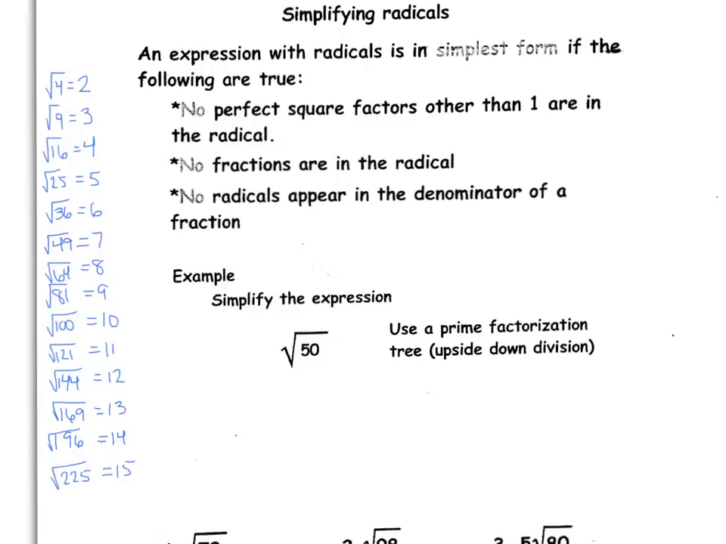If there are, we'll talk about how to deal with that in a few days. And then the third one: no radicals appear in the denominator of a fraction. So there shouldn't be any radicals in the bottom of a fraction either. Radicals and fractions, we just don't really like. We'll show you in a few days how to take care of these last two. But today we're going to work on this first one: taking out perfect squares within a radical.